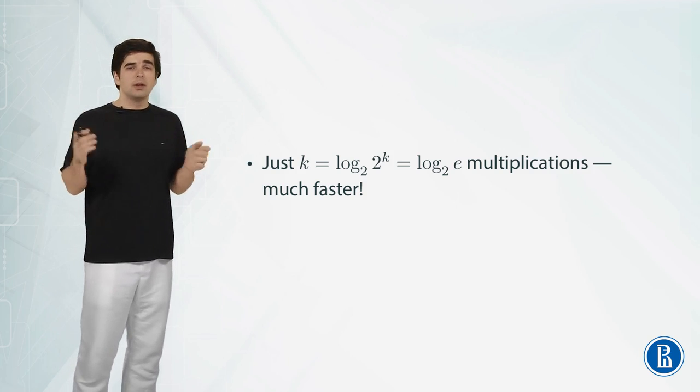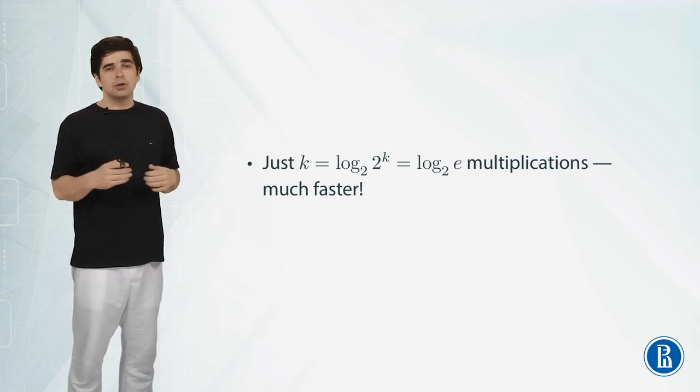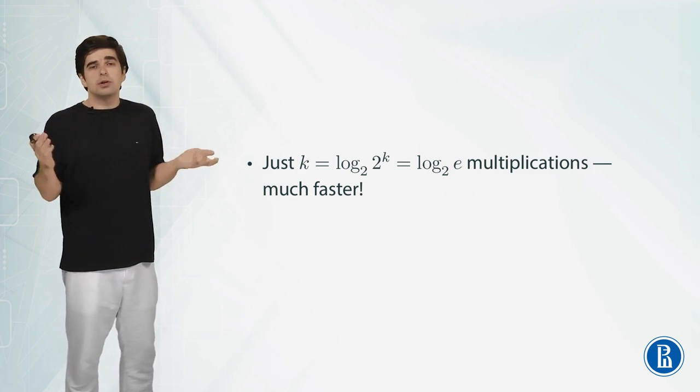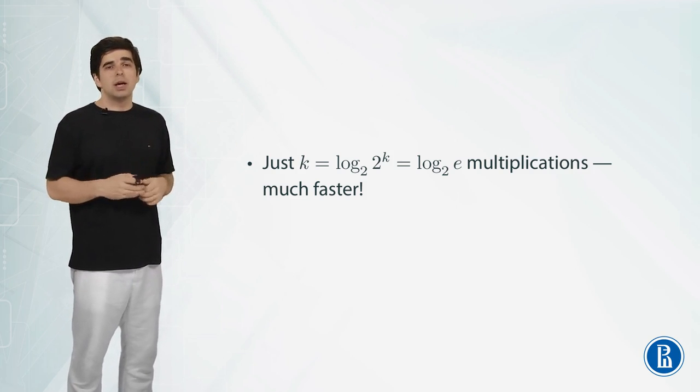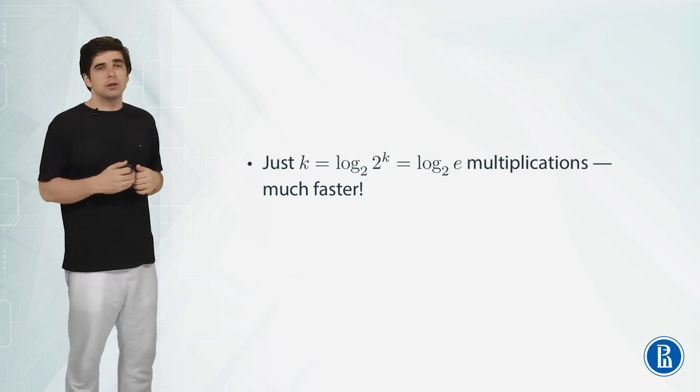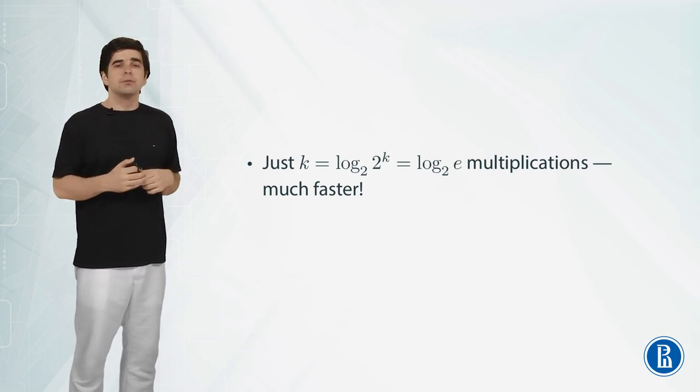For example, if e contains 1000 digits, then k will be not a number which itself has 1000 digits, but just on the order of 1000, and we can allow 1000 multiplications, of course, or maybe a few thousand.